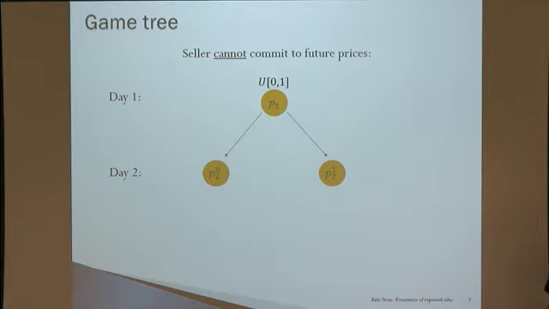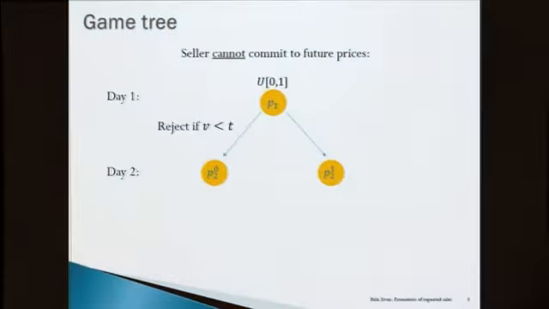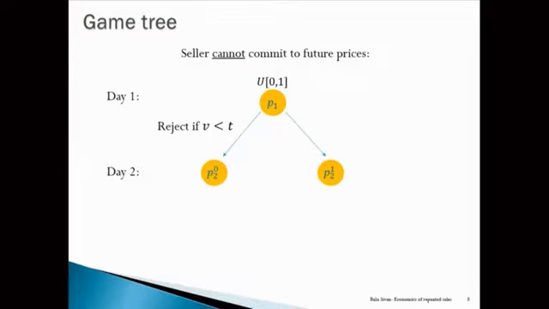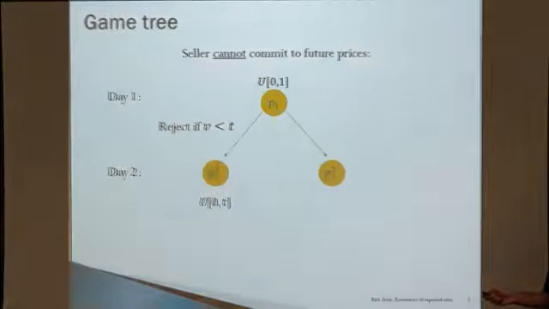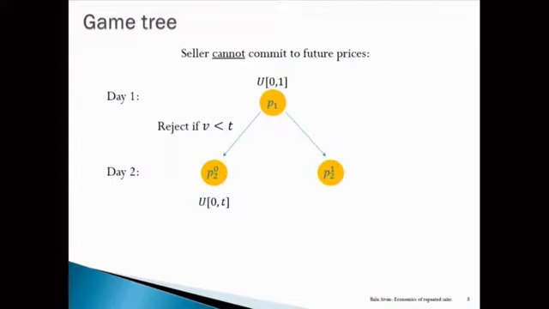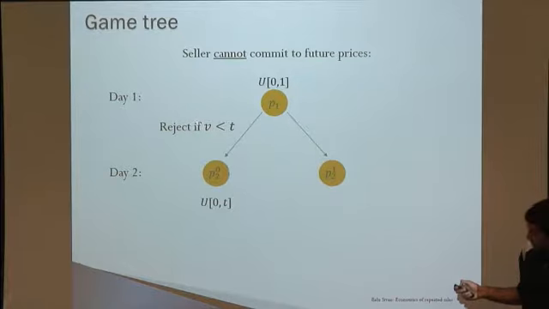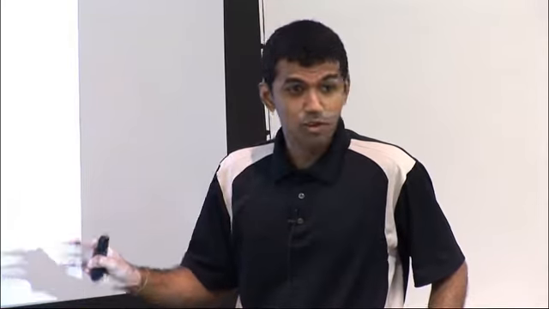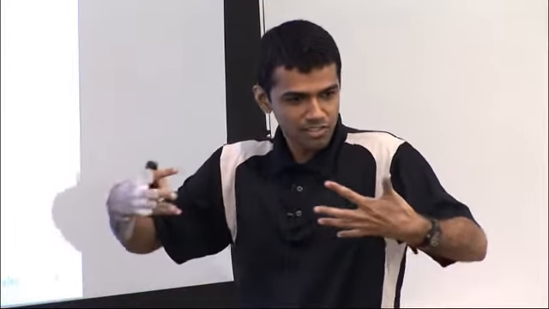Now, what should the buyer do, right? Let's think of a simple-minded buyer for now, right? The buyer will reject if his value is smaller than some threshold t, and will accept if the value is larger than some threshold. V is the buyer's value, right? And what is T? T is some threshold. It will depend on the price. T is a function of all the prices. T is a function of the price on the first day, and so there's a whole strategy here, okay, right?